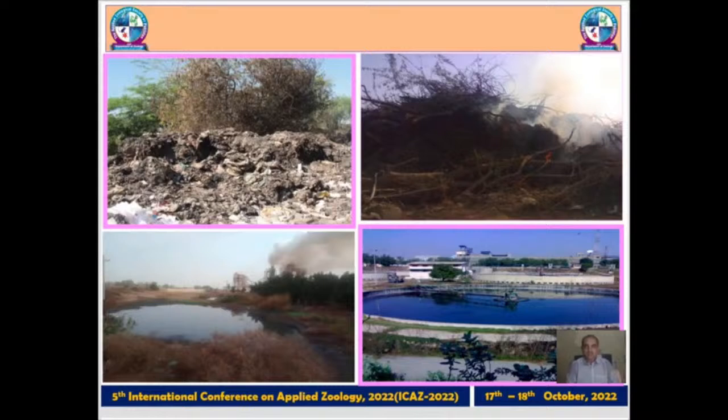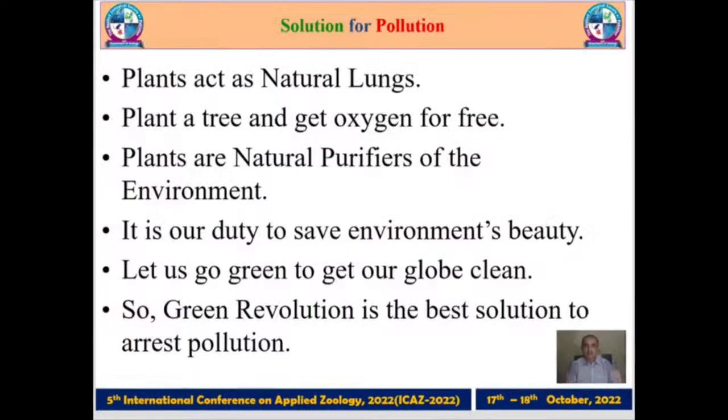clean and green. So the solution for pollution is that plants act as natural lungs. As we know, plants are the producers on the surface of Earth. They carry out the process of photosynthesis. As a result of photosynthesis, they take up carbon dioxide from the environment and release oxygen. This oxygen is necessary for the respiratory activity of all living organisms.